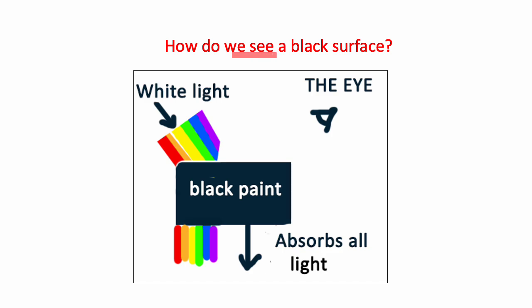How do we see a black surface? When white light hits a black surface, all light colors are absorbed by the paint, so no light reaches the eye, so the surface looks black to us. We only see a surface if it sends light to us. A surface at night looks black because there's no sunlight, so it can't reflect any light to our eye.